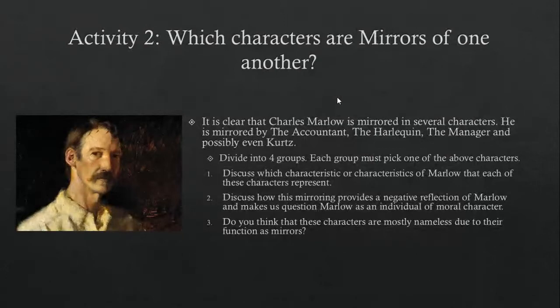So what I want you to do as another activity is discuss which characters might mirror one another, and how they represent characteristics that might be mirrored in one another, and whether they are negative and positive reflections of one another. And something that I want you to think about importantly here is to consider the moral characters that each of these characters have. And why, except for Kurtz and Marlow, is everyone nameless? Why is it so important that no one has a name? I want you to think specifically here.